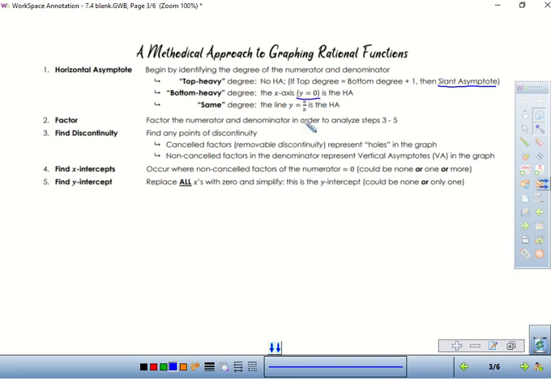And then we have a situation where the degree is the same, and that means that the line a divided by b is the horizontal asymptote. So that's basically the quotient of the two coefficients. And then you're going to need to factor your polynomial and then find its discontinuity as well as its intercepts. This is going to be important for a quiz or anything like that. You're going to want to use this as a resource. This is kind of like your little instructions manual.